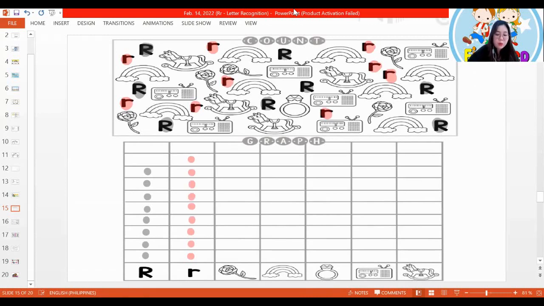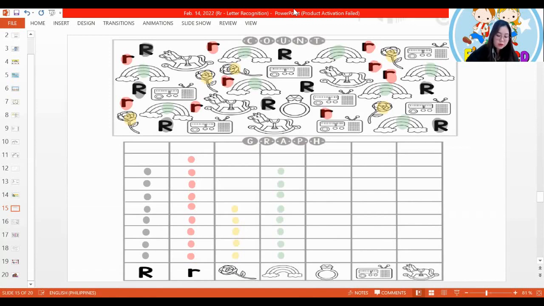Then we have our roses. Let's look for roses. 1, 2, 3, 4, 5. Let's look for our rainbows. 1, 2, 3, 4, 5, 6, 7, 8.